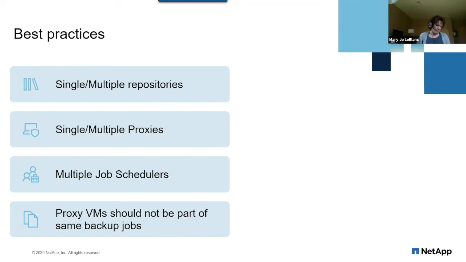If you have a bigger infrastructure, like an enterprise-wide architecture, you should always have multiple repositories and multiple proxies for better processing speed. And with multiple job schedulers, you can obviously run multiple jobs at a time. That gives you flexibility, and you get more performance with multiple job schedulers. Also, proxy VMs should not be part of the same backup jobs, which we already discussed. So that's a best practice you can follow. Go for automatic selection, and when you're using multiple jobs, try to select multiple proxies and use repositories in a proper way.